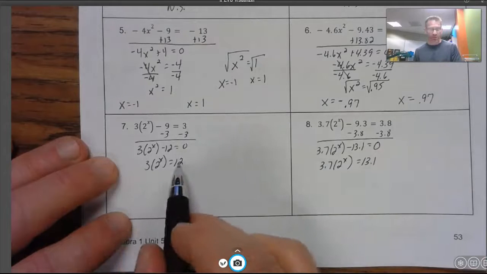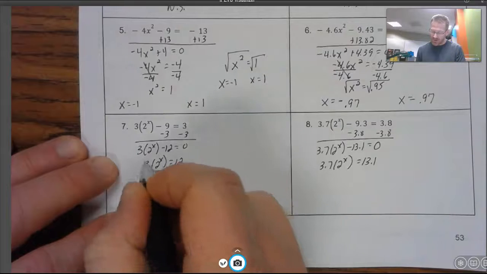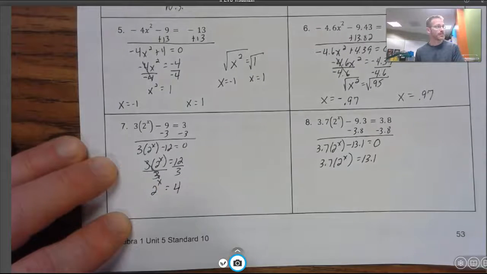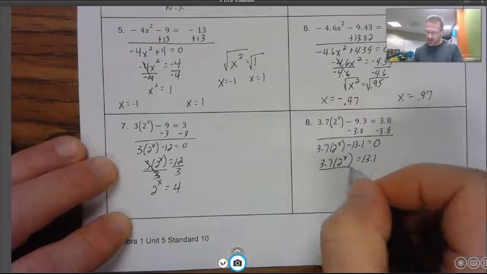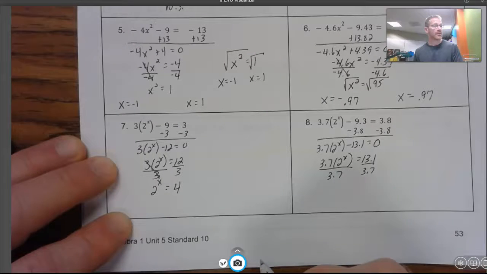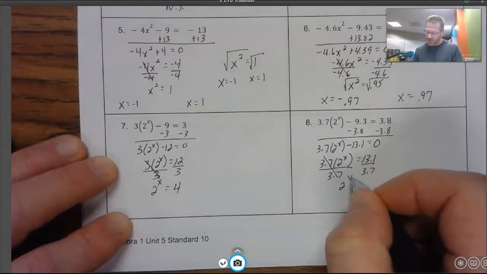Now, 3 times what is 12? That would be 4. Or I could divide, right? 3 divided by 3 is 1. That leaves me the 1, 2 to the x. 12 divided by 3 is 4. All right, here I'm going to do that for sure because I definitely don't know that fact. I did not know what 3.7 times what is 13.1. So I will do the formal work there.